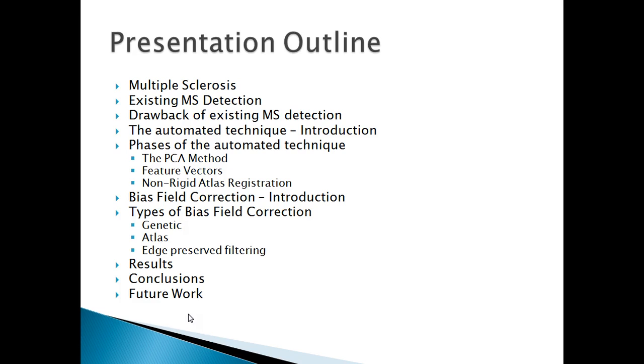This is the presentation outline and what we'll be going through. So what is multiple sclerosis? We'll talk about the existing MS detection techniques and the drawbacks of the existing MS detection. We'll talk about the automated techniques and the phases of automated techniques. This is the proposed solution. We'll talk about what bias field correction is, why it is important for this project, and how it is used. We'll also talk about the types of bias field correction that we've used in this project. We'll also go on to talk about the research conclusions and the future work.